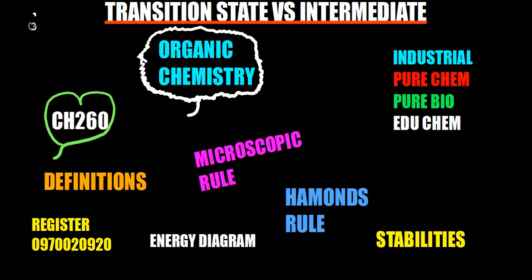All right, we'll talk about transition states and also intermediate states. So what are these? We'll get to know the definitions, the rules used in studying these, and we'll also talk about stabilities, including the energy diagram itself. So without wasting our time, let's start.